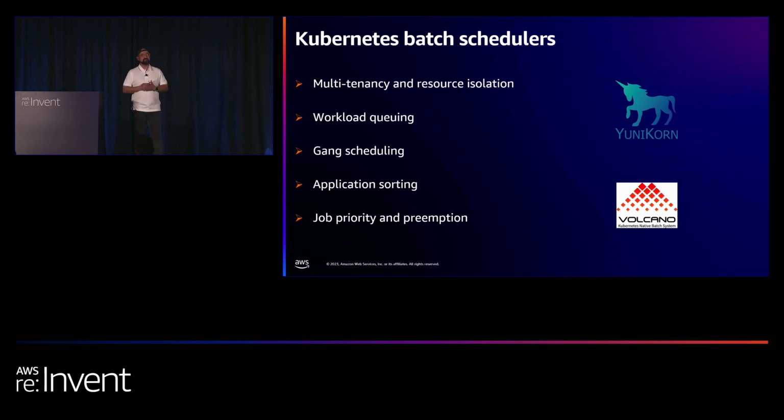One of them is Apache YuniKorn, which Pinterest mentioned they are using, and there's another tool, Volcano. One of the key features is multi-tenancy and resource isolation. Say, for example, you have multiple teams within your organization, and you want to control how much CPU and memory they can use. With these batch schedulers, you can create multiple queues and set quotas for what each queue can use. That way, we can avoid the noisy neighbor situation, and the multiple teams can access what they have been given.